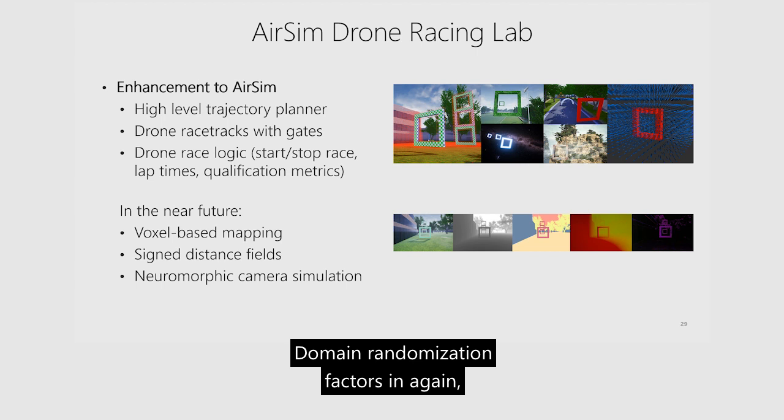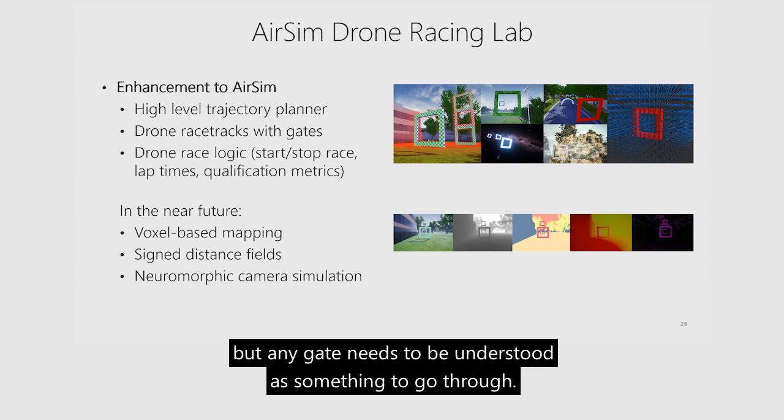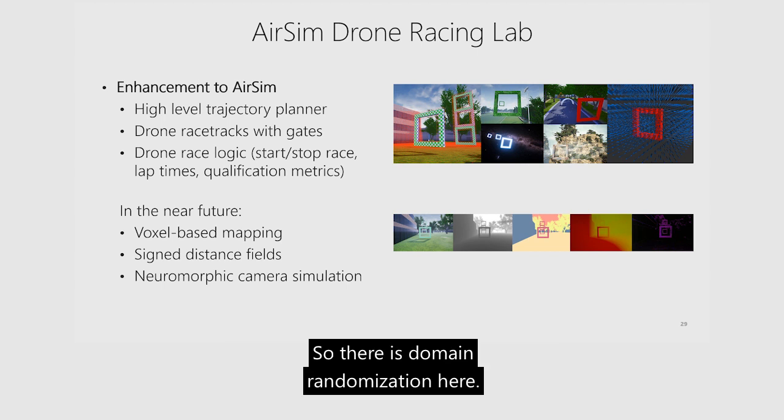The domain randomization factors in again, because we want to be able to train these pipelines to look at not just one color or one configuration of gates, but any kind of gate needs to be understood as something to go through, right? So there is domain randomization here.